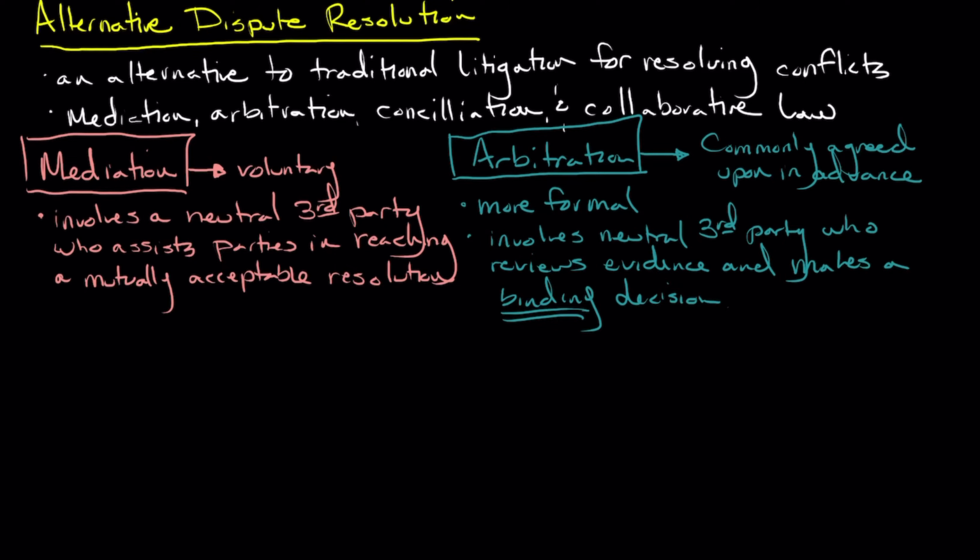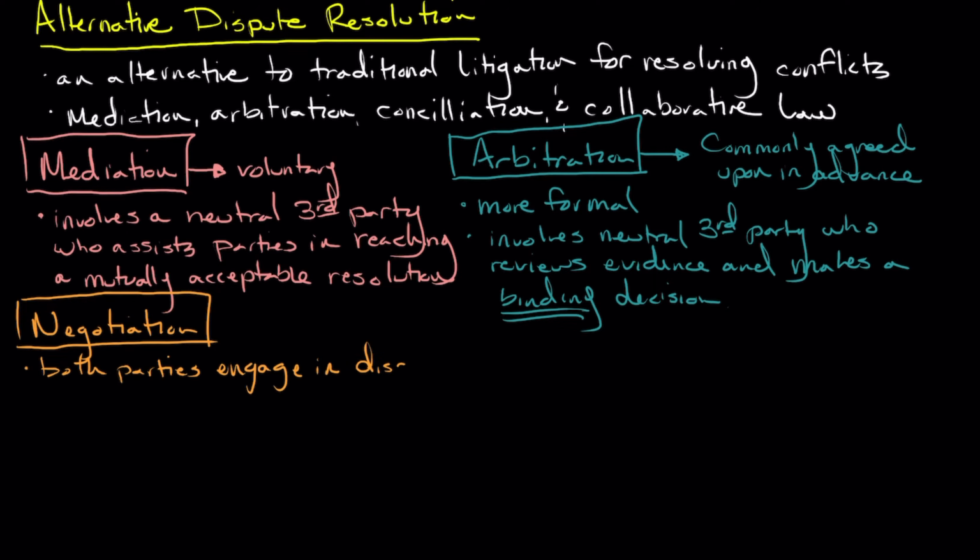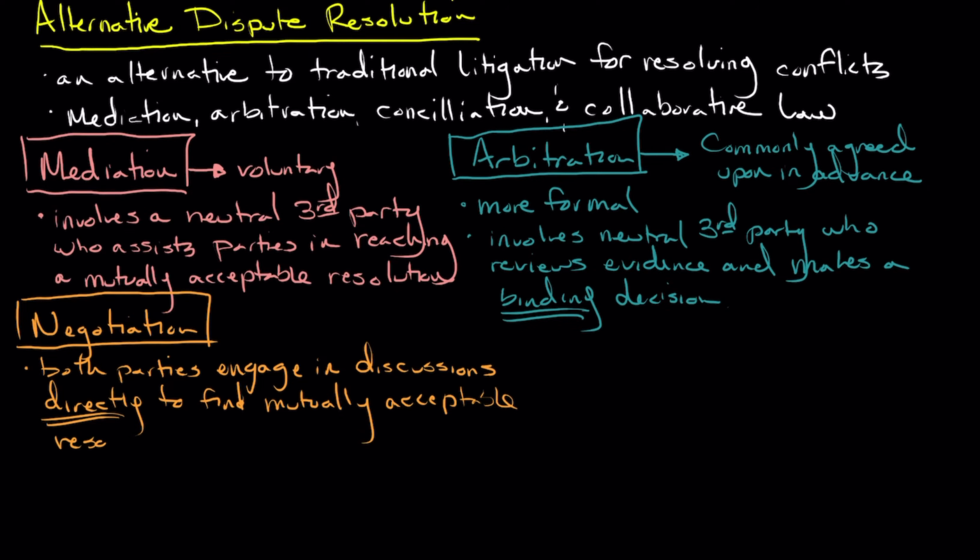Now we're going to explore negotiation. Now, negotiation is a direct and informal process where the disputing parties engage in discussions to find a mutually acceptable resolution. Negotiation allows for flexibility, creativity, as well as control over the actual outcome, and it encourages direct communication between the parties, potentially preserving relationships as well as reducing costs.